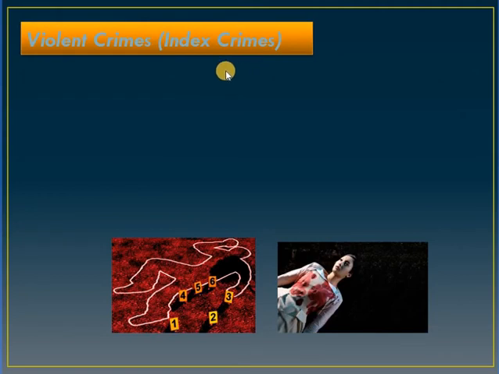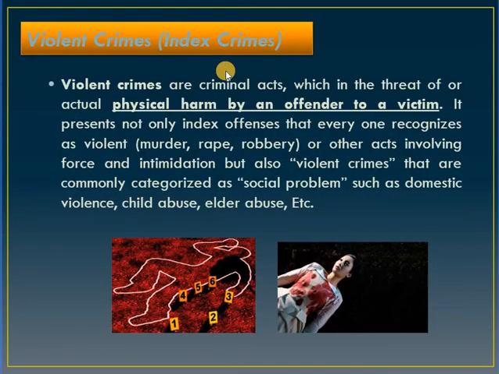Let's start first with the violent crimes or what we call index crimes. Violent crimes are criminal acts which entail the threat of or actual physical harm by an offender to a victim. Usually, there is a victim. Physical harm means the person himself was hurt. It presents not only index offenses that everyone recognizes as violent.